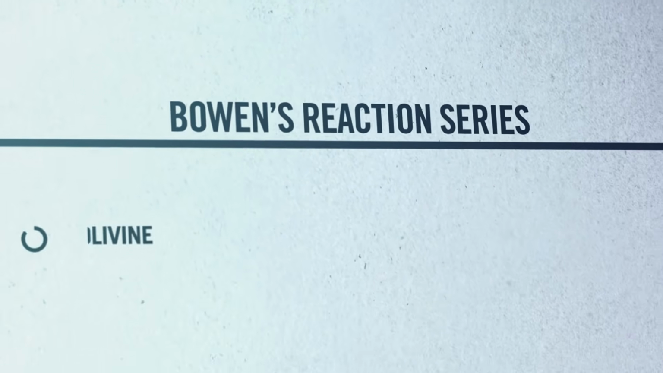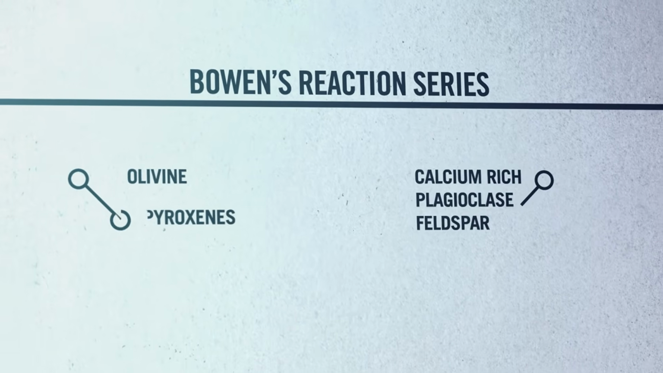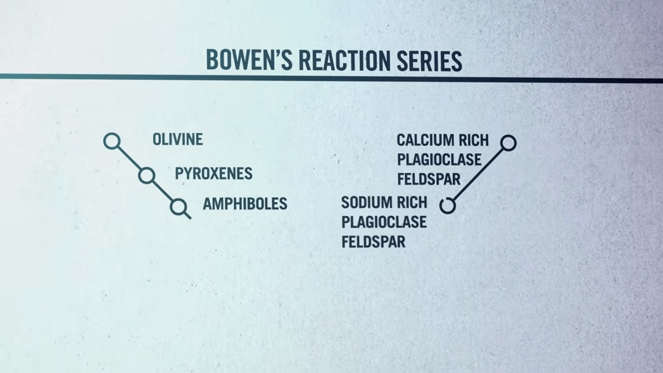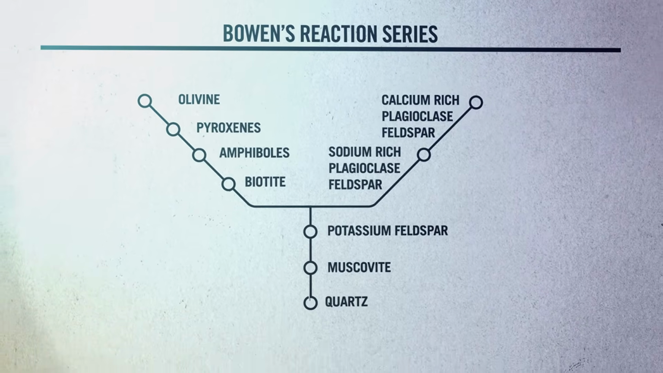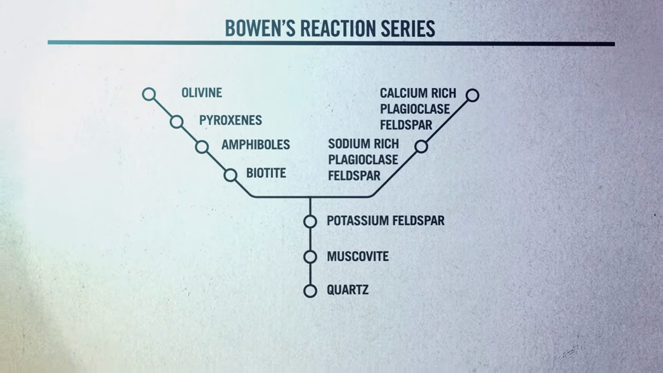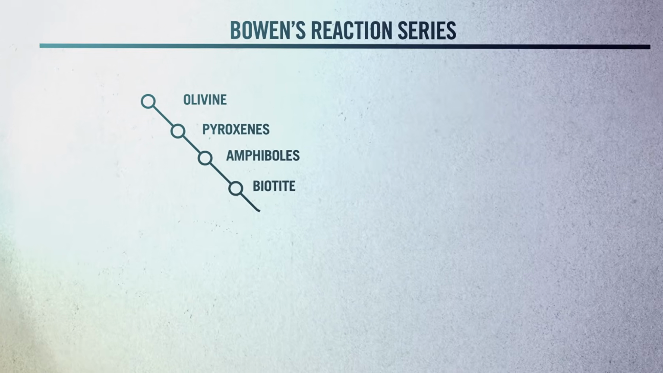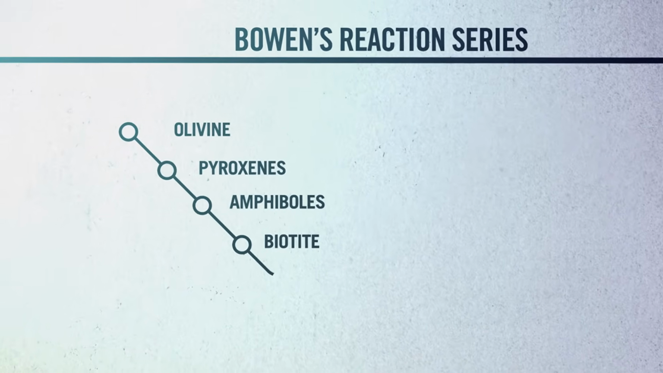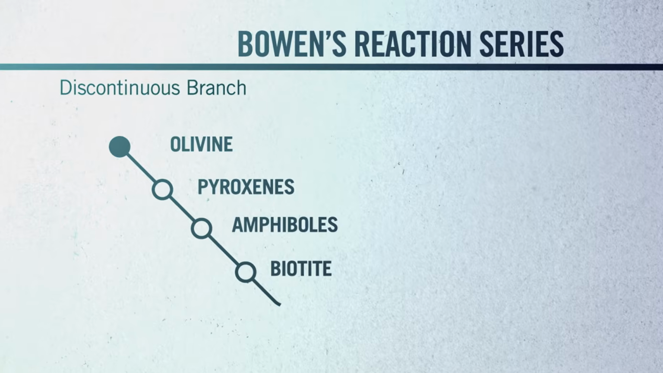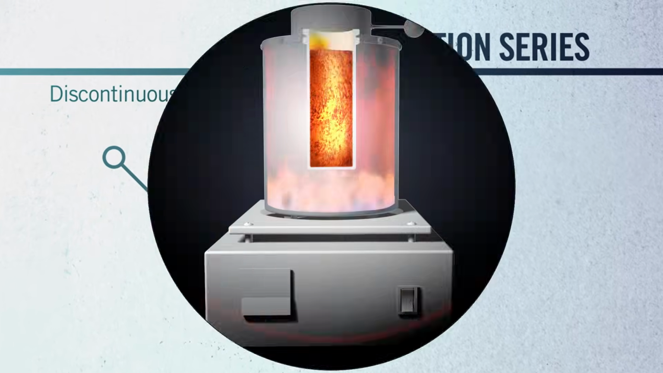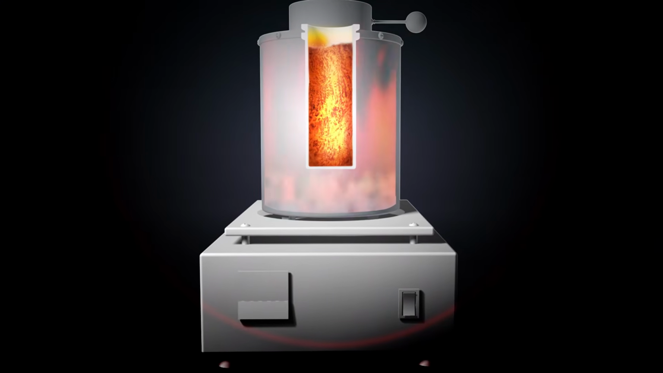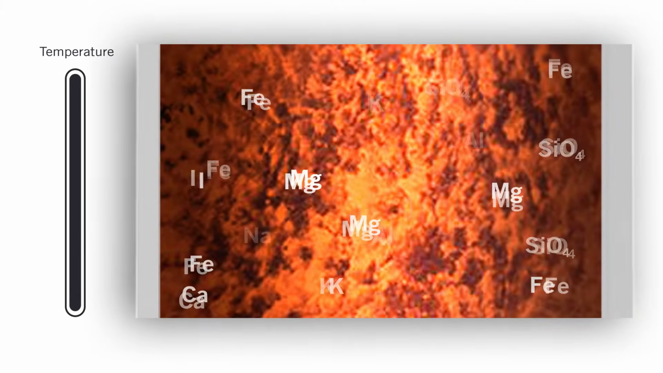As he cooled the magma and crystals began to form, Bowen noticed that new minerals formed because the arrangement of atoms in the minerals changed, and so did the elements that made up those minerals. Bowen called this sequence of mineral formation from olivine to biotite the discontinuous branch, because during each step, a new mineral formed. In order to picture what happens when crystals form from a melt, let's zoom in on a pool of magma similar to what Bowen observed in his experiment.